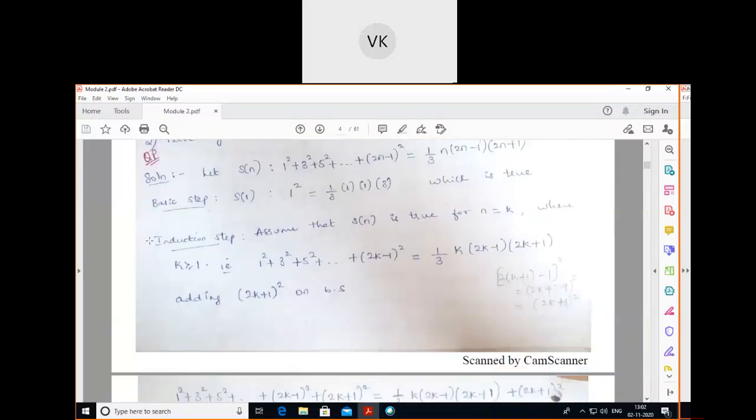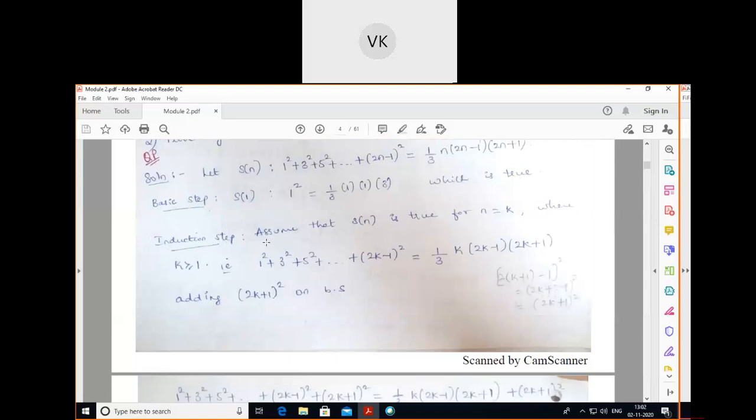Continuing with the second, that is the induction step. Here we are going to replace n by k, then we are going to add k plus 1 to the LHS. What we have added at LHS, the same we are going to add to the RHS, and simplify. Finally we will get the result. If the result is according to what we want to get, then we are going to say that the given thing is proved by mathematical induction.